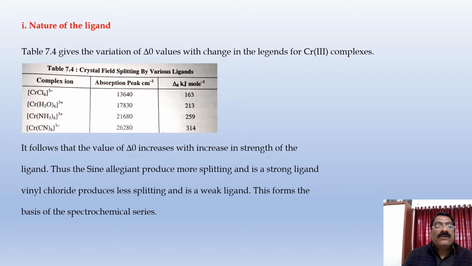Here we see the complexes of chromium with different ligands. First [CrCl6]3-, [Cr(H2O)6]3+, [Cr(NH3)6]3+, [Cr(CN)6]3-. In these four complexes, the metal ion is the same, but the ligands are changed. And as the ligands are changed, their absorption peaks have different values.